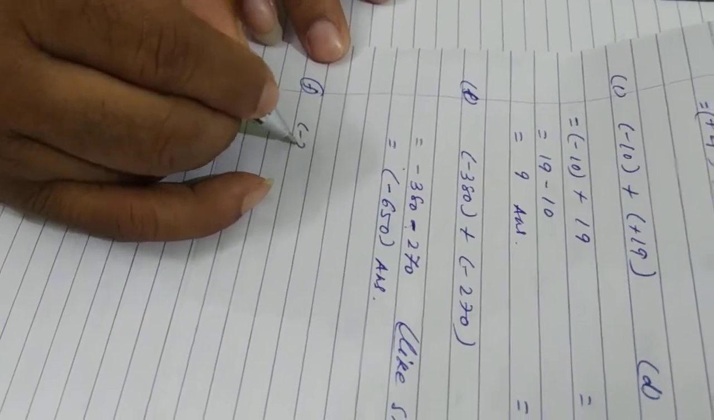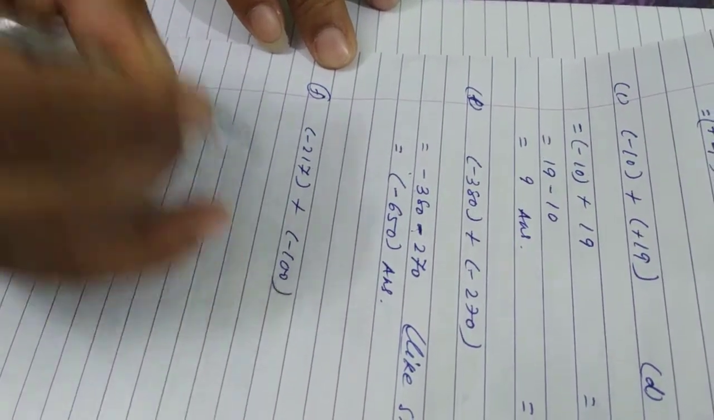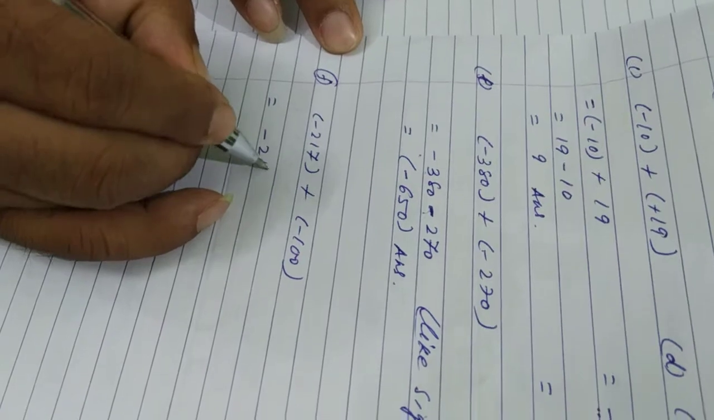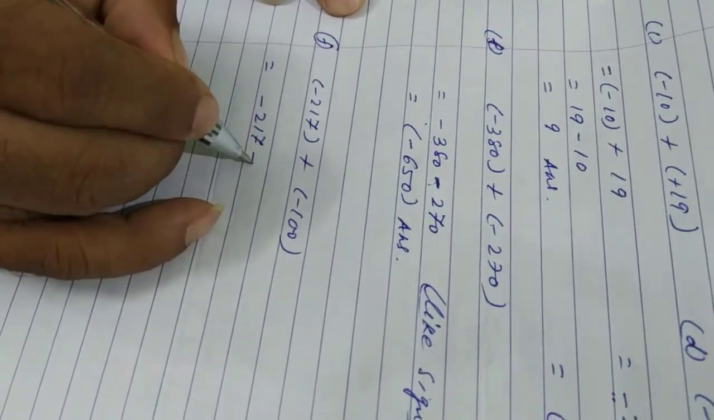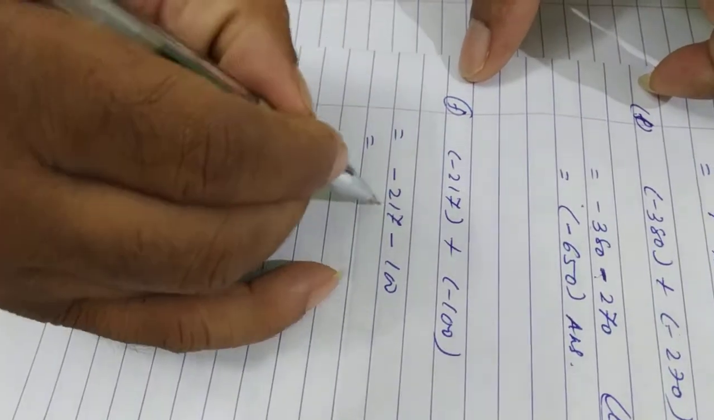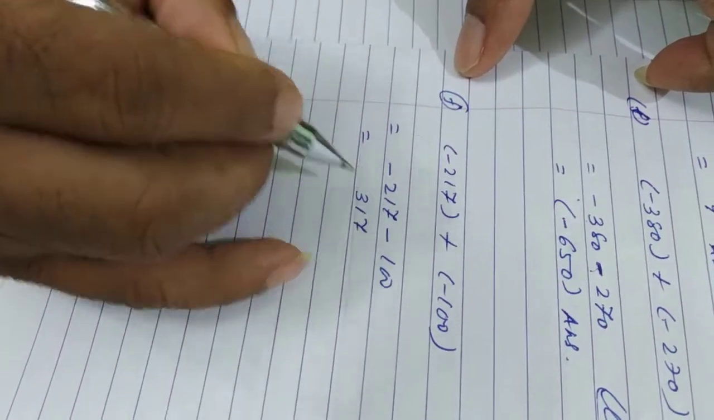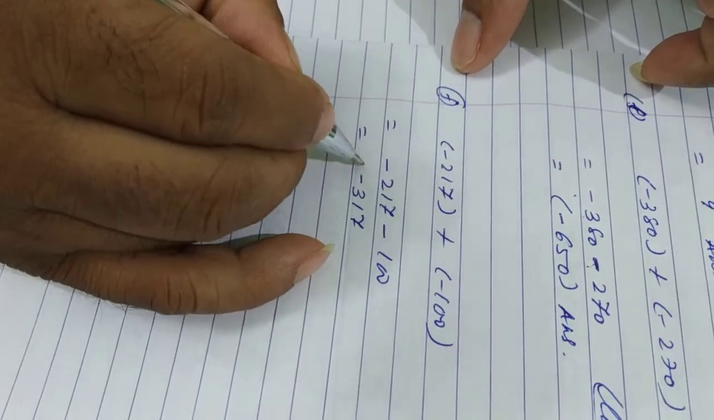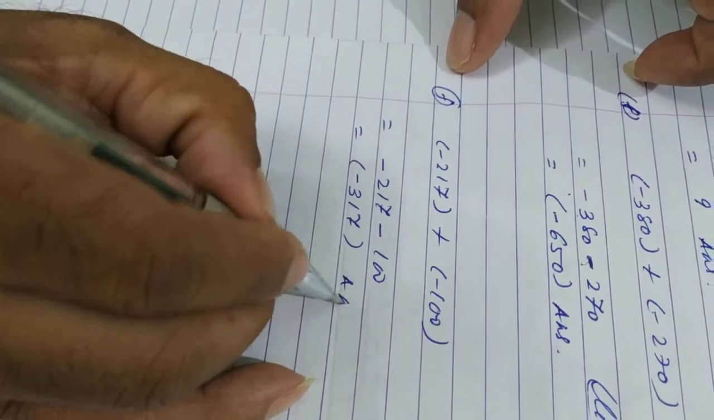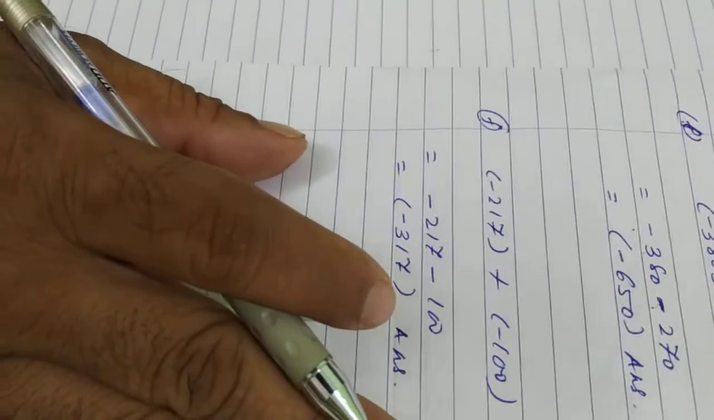Now F. Last one I think. Minus 217 plus minus 100 is equal to minus 217 plus minus 100. So 217 plus 100, so what comes? 317. The common sign is minus, so minus 317. Got it?